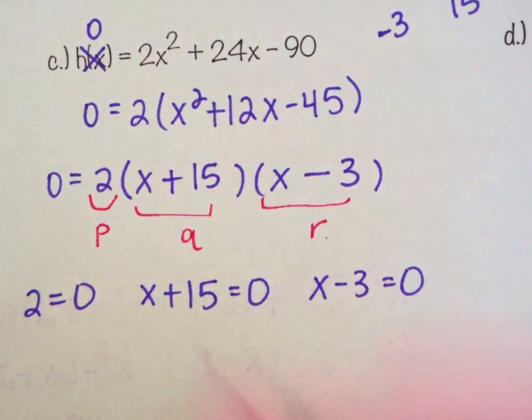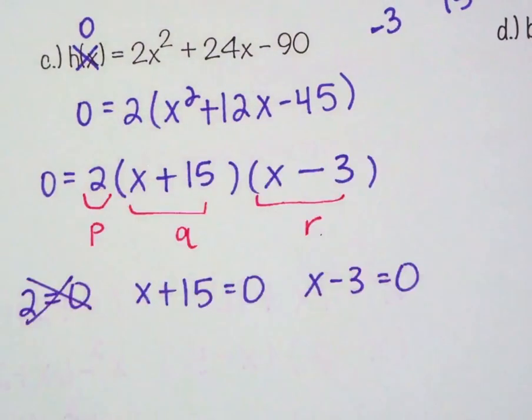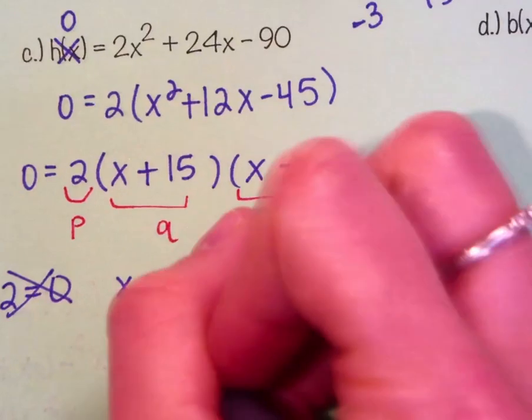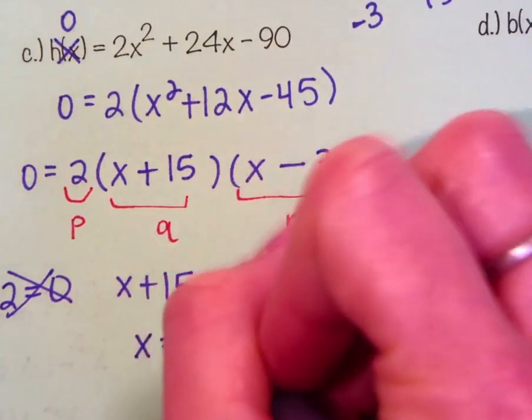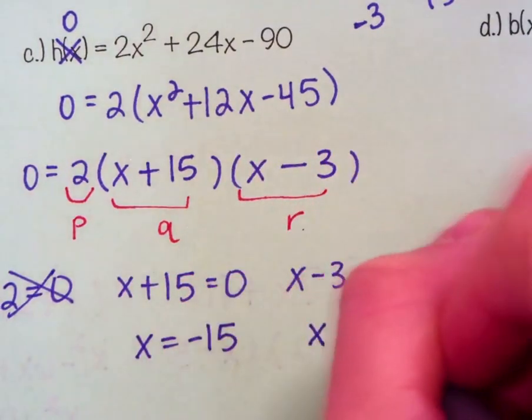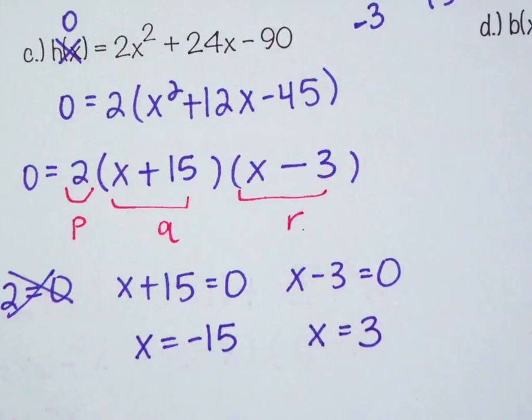Well, this doesn't make sense. 2 is never going to be equal to 0. So when you just take out a greatest common factor, it really has nothing to do with your solution. So you can just kind of disregard it if you're just taking out a number. If there's an x in it, then we would have to use it. But if it's just the number, you can kind of disregard it. So that means that x would be either negative 15 or positive 3.